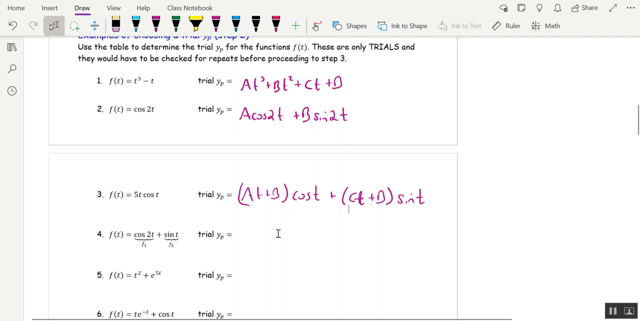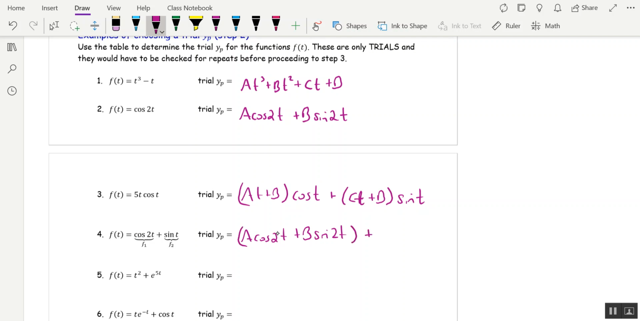Okay, next one. Next one is a combination of F1 and F2. So we're going to use the table to find a YP1 and use the table to find a YP2. So our YP1 would be A cos 2T plus B sine 2T. And then using the table on sine T, you have to start with new letters. You can't use the old letters. So C cosine T plus D sine T. It doesn't matter whether you put the sine or the cosine first. You just need one of each. So this is the YP1, and this would be the YP2.